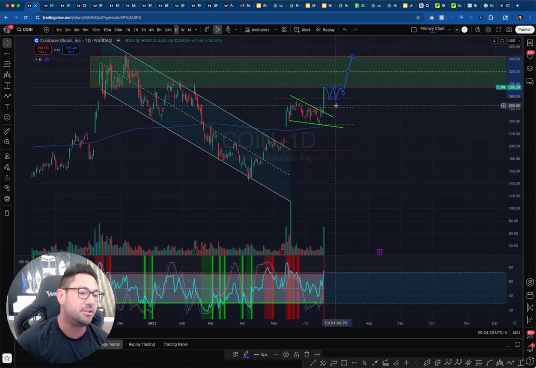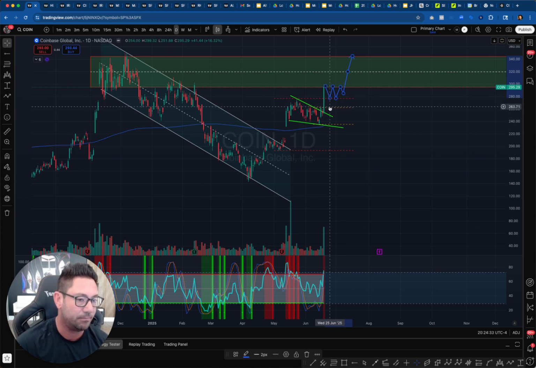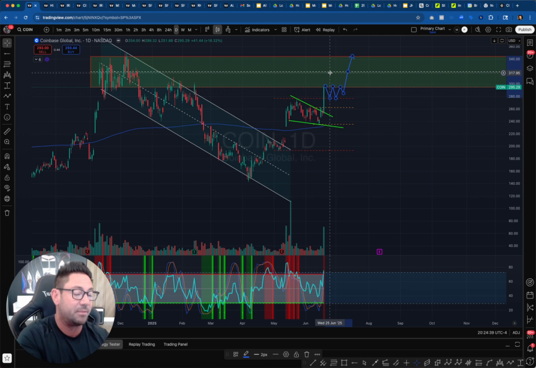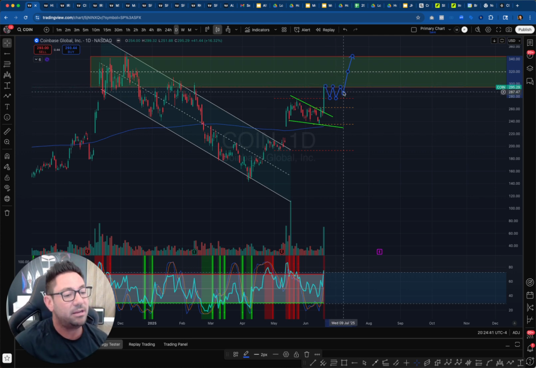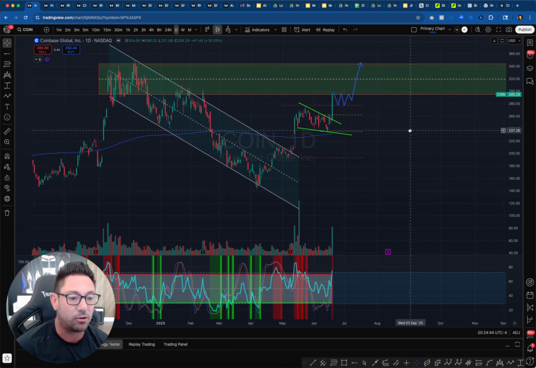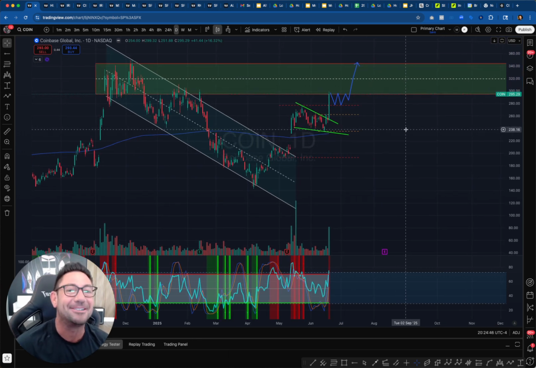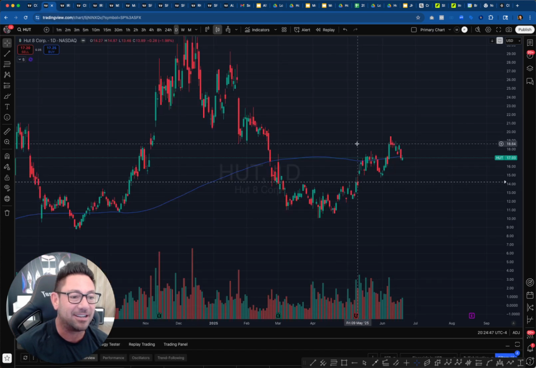So if the market continues to participate or trend higher, this thing could easily do something like this. Heck, we could even just start going straight from here. But either event, I think it's super bullish. So that's Coinbase for you. Next one up is HUT.